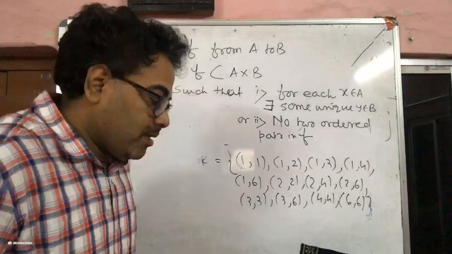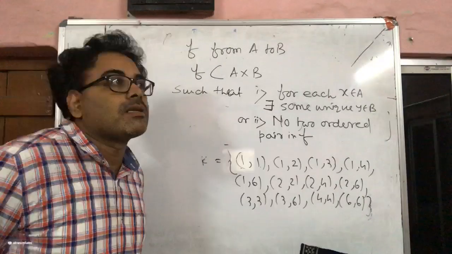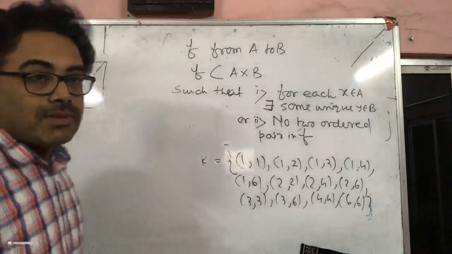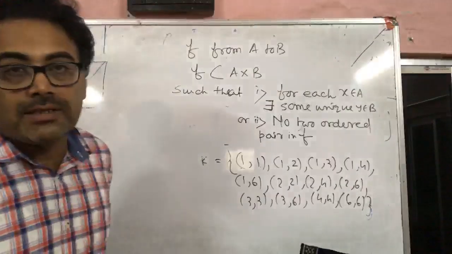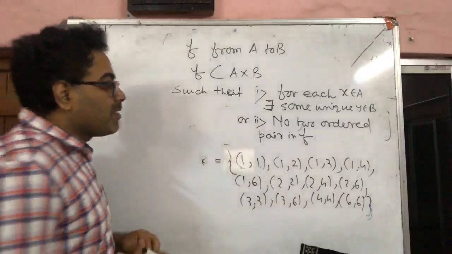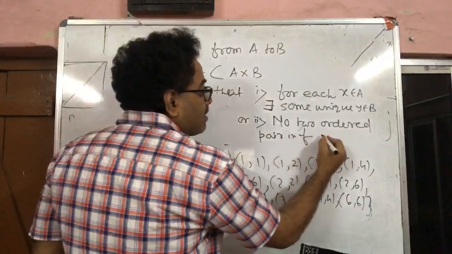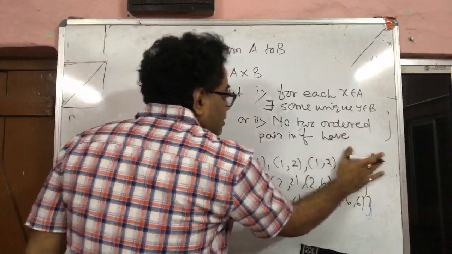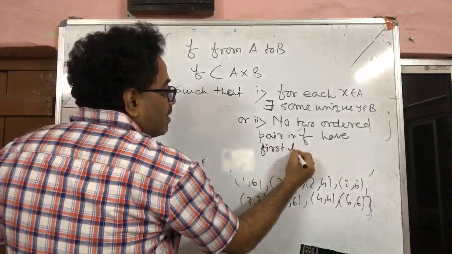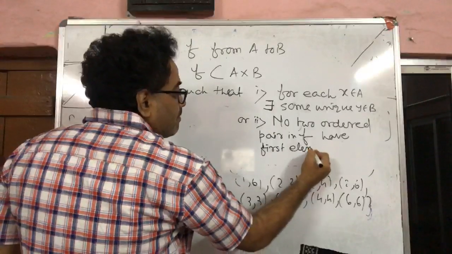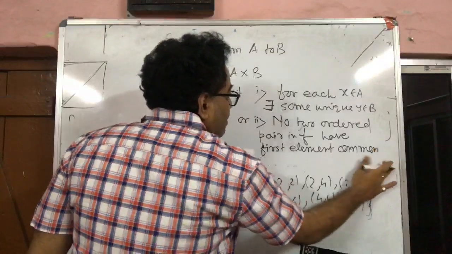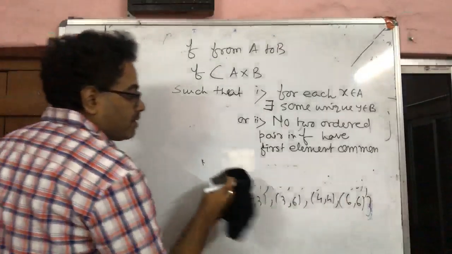Okay. See, is that right? So what is there in a function? There are ordered pairs from A cross B, and no two ordered pairs in F have first element common. Okay.